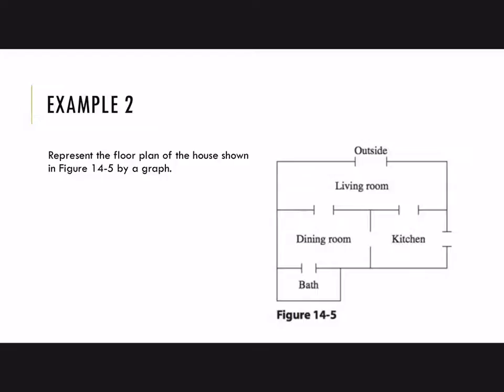Here's another one. This is a floor plan of a house, and we need to decide what's important here to represent in the graph. So maybe we want to do rooms or regions and then show which are connected using a doorway. We've got 4 regions inside the house: the living room, dining room, kitchen, and bath. I'll choose capital letters that correspond to those. And then we also have this outside region, so I'll put a vertex for that and call that O.